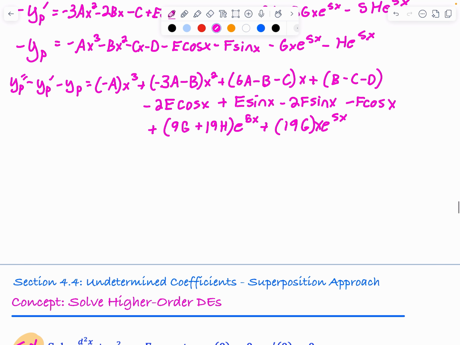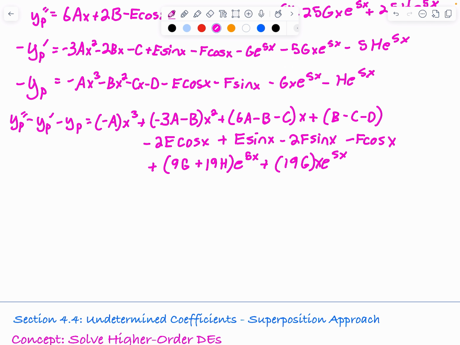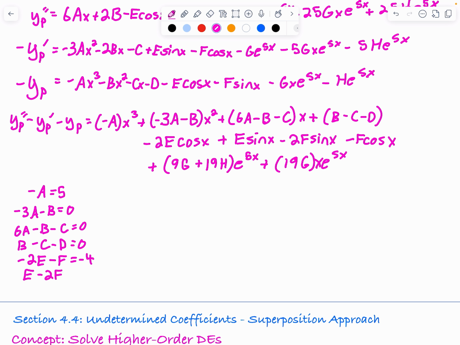So I'm going to plug them all in. I can compare this to up top. So negative a must be a 5. Negative 3a minus b better be 0. Sorry, my dog barked here. 6a minus b minus c is 0. B minus c minus d is 0. Negative 2e minus f is negative 4. E minus 2f equals 0.